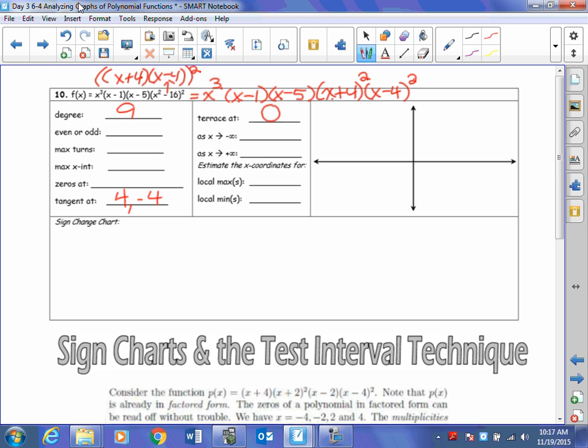So degree 9 means how many zeros will I have? I'll have 9 zeros. We can find the zeros just by looking at the what? What do you look at to get the zeros of the function? The factors. So if I set this equal to 0, then I'm going to set each factor equal to 0 and solve. So what's my first 0? And I have how many of those?